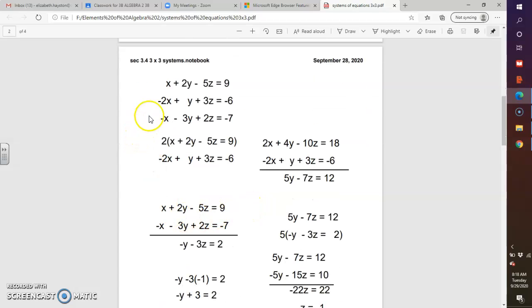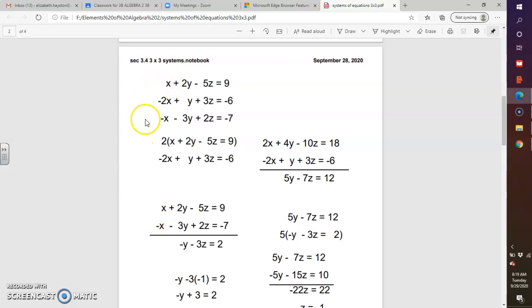Let's try another one. I'm going to get rid of one of the variables. Between the first two equations, I choose to get rid of x. So I'm going to multiply the top equation by 2, and we leave the bottom one. So 2x plus 4y minus 10z equals 18. Here, since I already have the negative 2x, I just leave it: negative 2x plus y plus 3z equals negative 6. Combine our like terms. The x's cancel now, and we're left with 5y minus 7z equals 12.